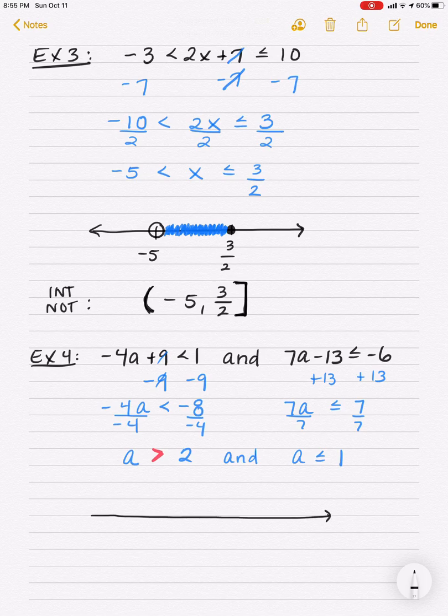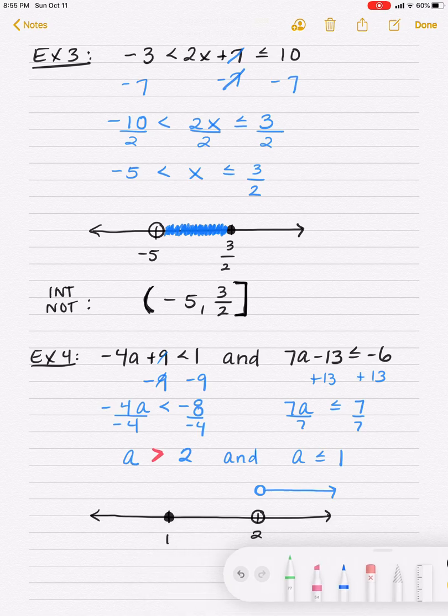So again, this first part, set up your number line, put the numbers in order of their distance from 0. It's going to be a closed circle on the 1. It's going to be an open circle on the 2. So just like when we were in class, let's shade each inequality. a is greater than 2 is going to be everything shaded to the right. But a is less than or equal to 1 is going to be a closed circle with everything shaded to the left.